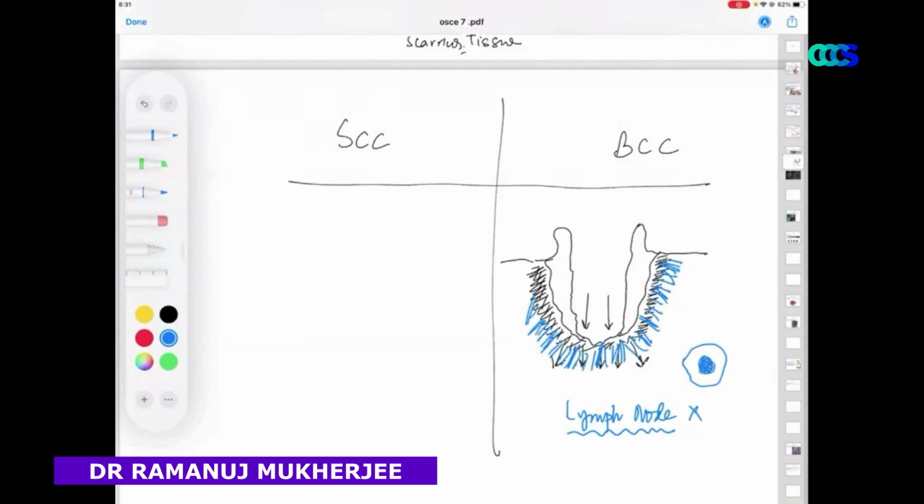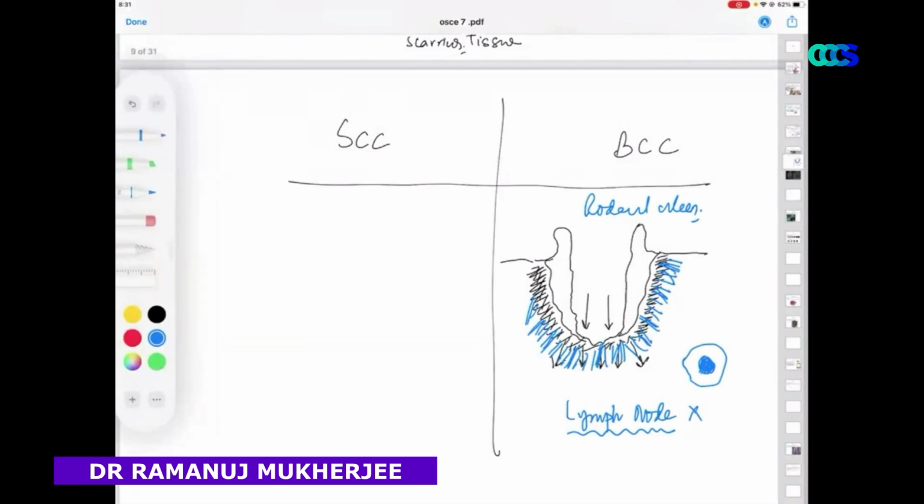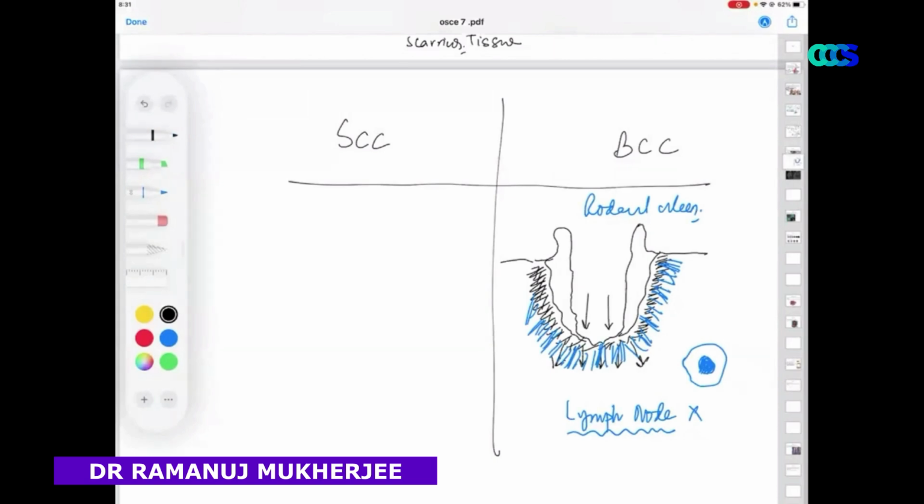So if they are so large, how can they travel through lymphatics? Now, this is the reason it tries to grow in and is called a rodent ulcer. Okay, right. So done. Now the next part is, on the other hand, if you think about a squamous cell, the squamous cell, remember, has a rapid growth phase. In a basal cell, it has only a vertical growth phase.